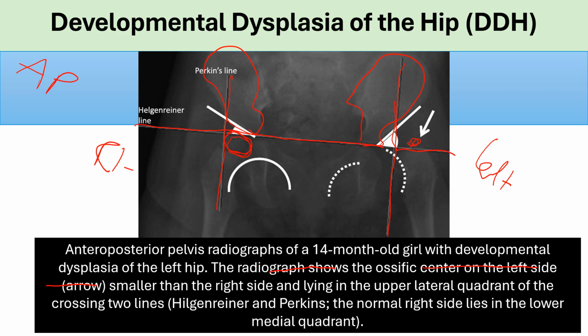So on the left side, the ossific center is located in the upper lateral quadrant, while the ossific center on the right side is located in the lower medial quadrant. This is a case of DDH on the left side.